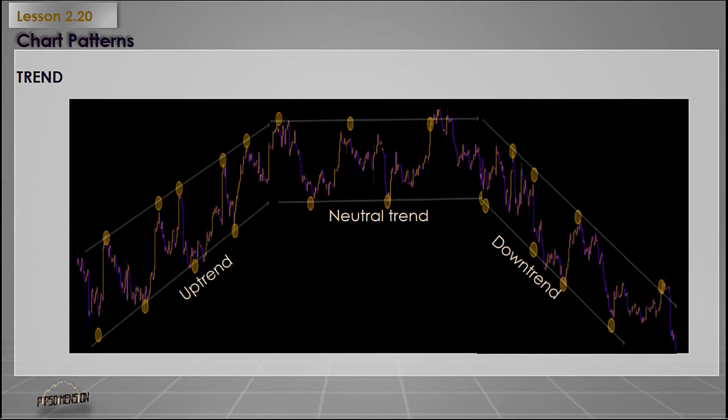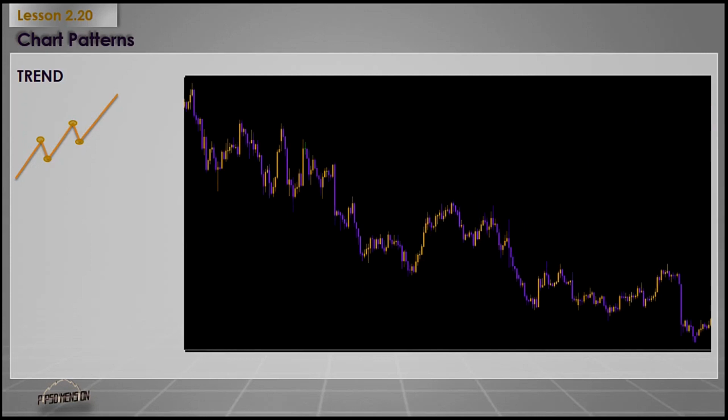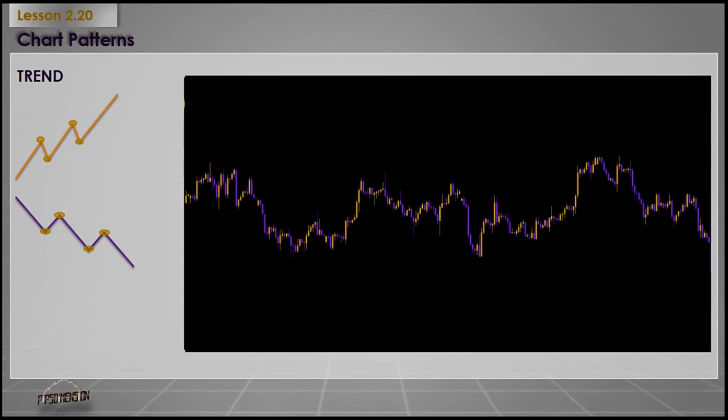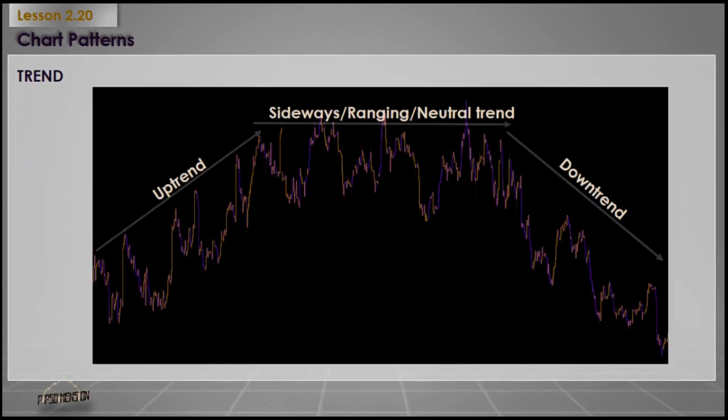A trend is simply a particular direction that the price of a commodity takes for an apparent long period of time. That is, when the price is going up, we say it is in an uptrend. On the other hand, when it is going down, we say it is in a downtrend. Sometimes the price is neither going up nor going down. In that case, we say we are in a sideways trend, or you can say the price is ranging or the price is consolidating.